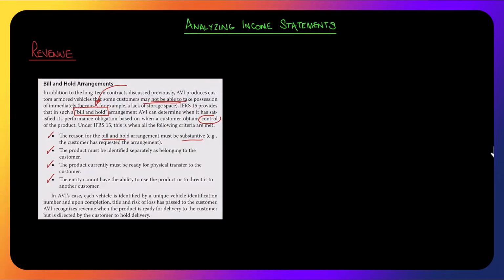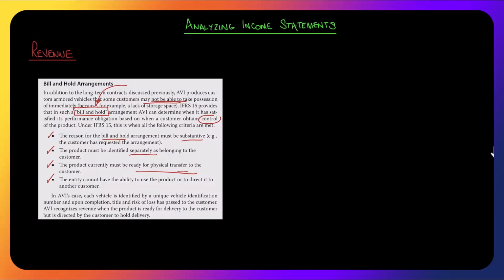Product must be identified separately as belonging to the customer. So not, we've got 3,000 of these, about 1,000 will probably be purchased by people. That's not good enough. Must currently be ready for physical transfer to the customer. The only reason it's not there is because they don't want it, not because we haven't finished it or can't get it to them. The entity cannot have the ability to use the product or to direct it to another customer. Once again, we can't just say, look, there's 3,000 units here.